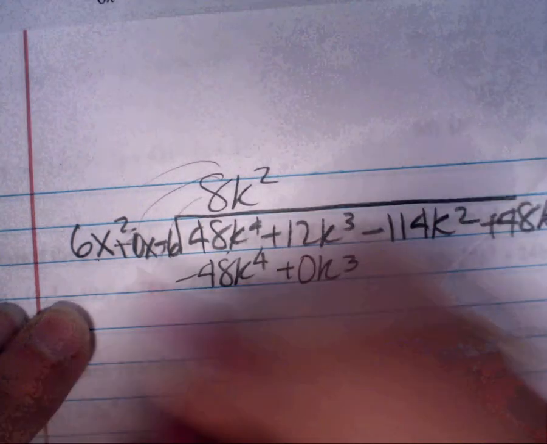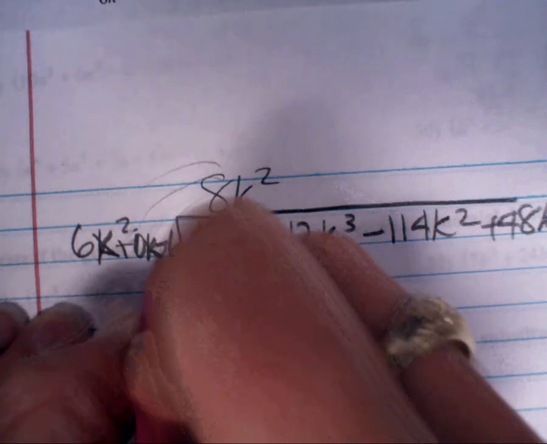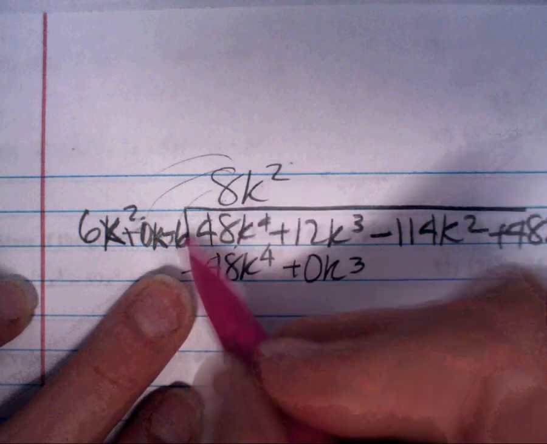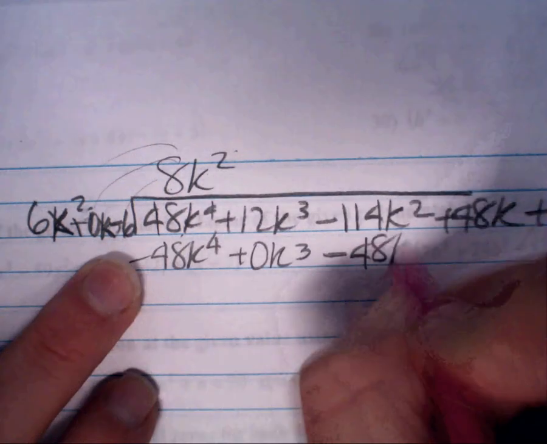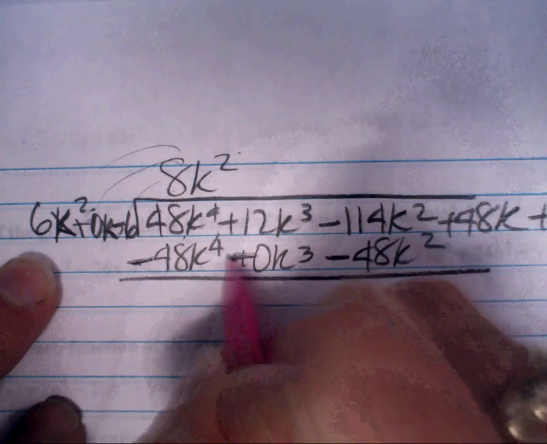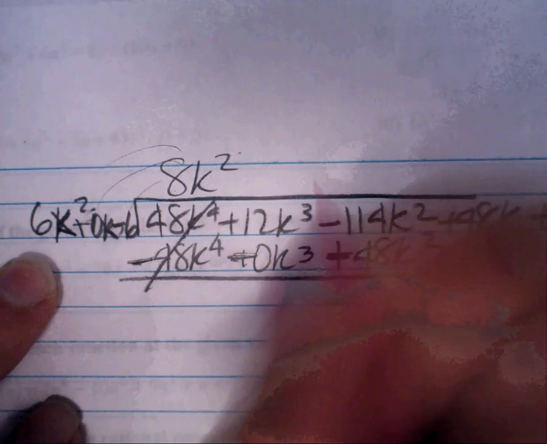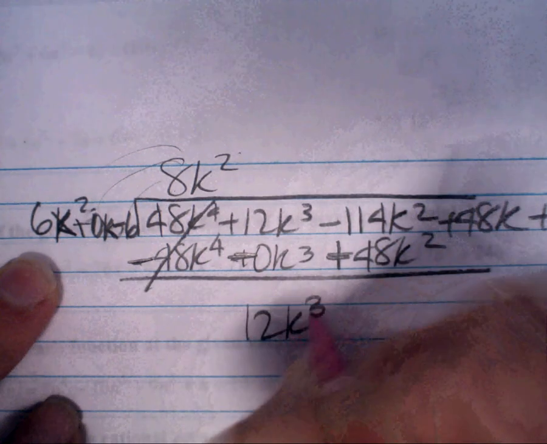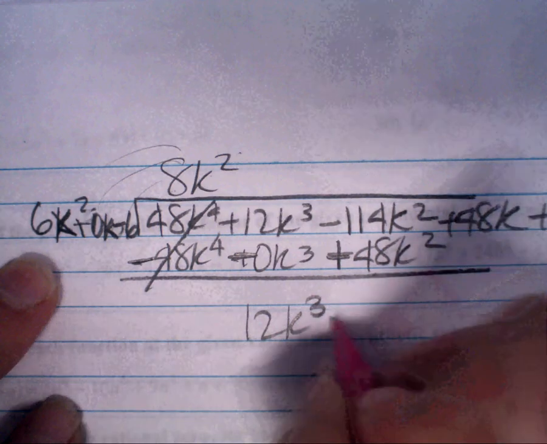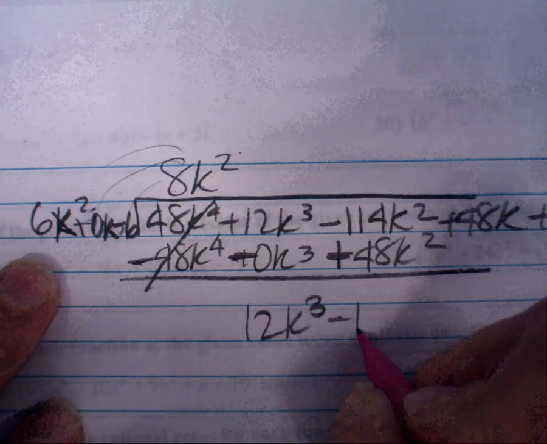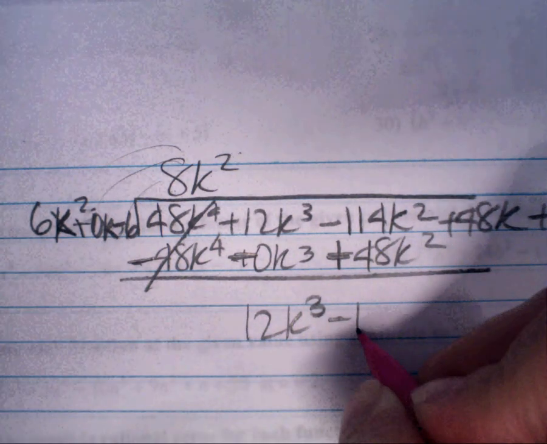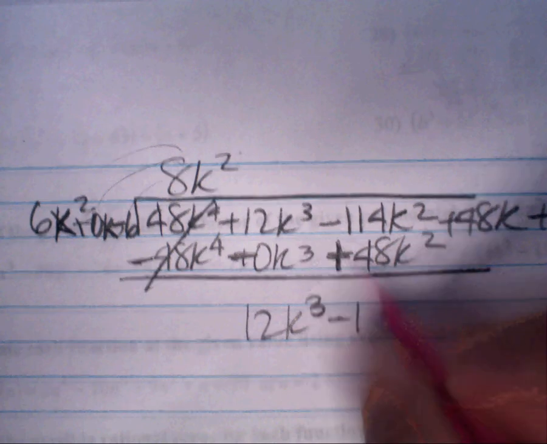Alright, so then 8k squared times -6 is -48k squared. I make sure I switch my signs. Cancel. 12k to the 3rd. Negative 114 minus 48 is negative. Oh, it was minus. Now I made it a plus. Got it. Watch your signs. I'm such a good example.